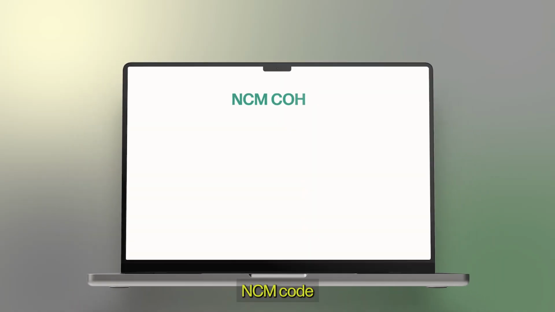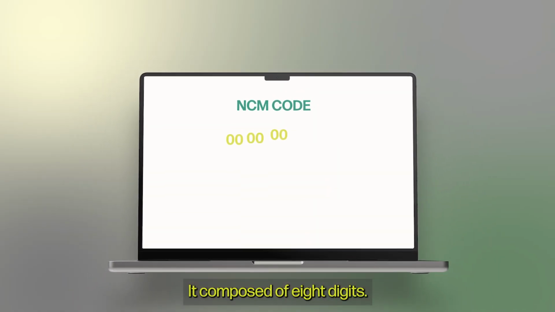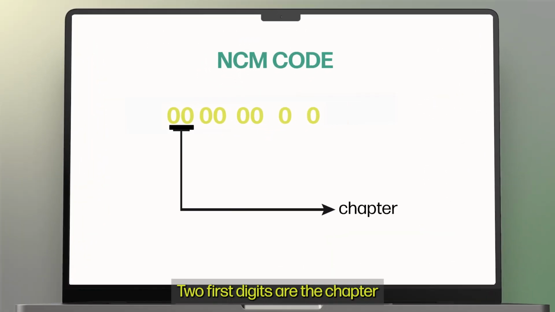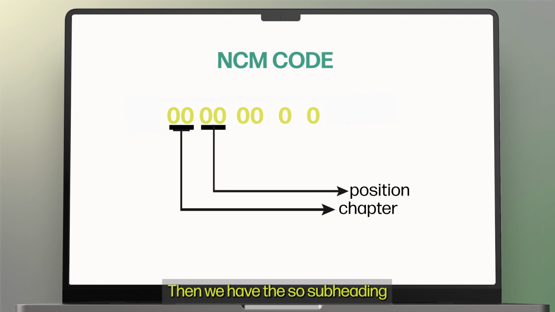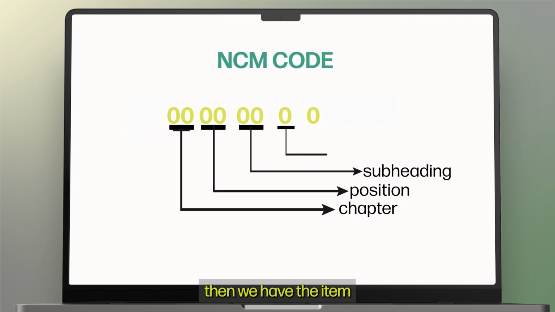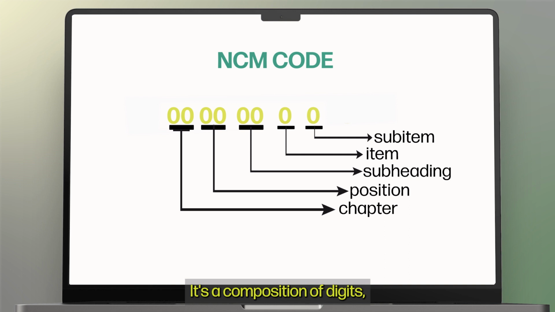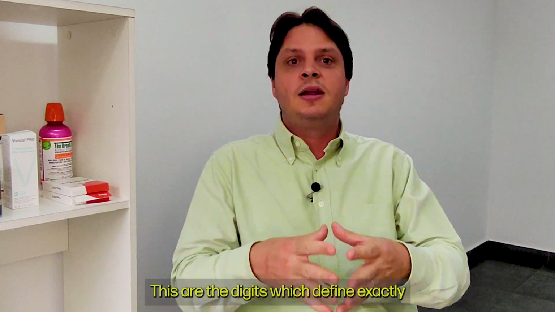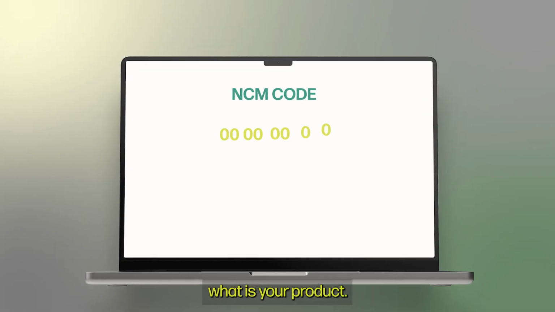NCM code is composed of 8 digits. The 2 first digits are the chapter, the 2 next digits are the position, then we have the sub-heading, then we have the item, and then we have the sub-item. It's a composition of digits one after the other. These are the digits which define exactly what your product is.